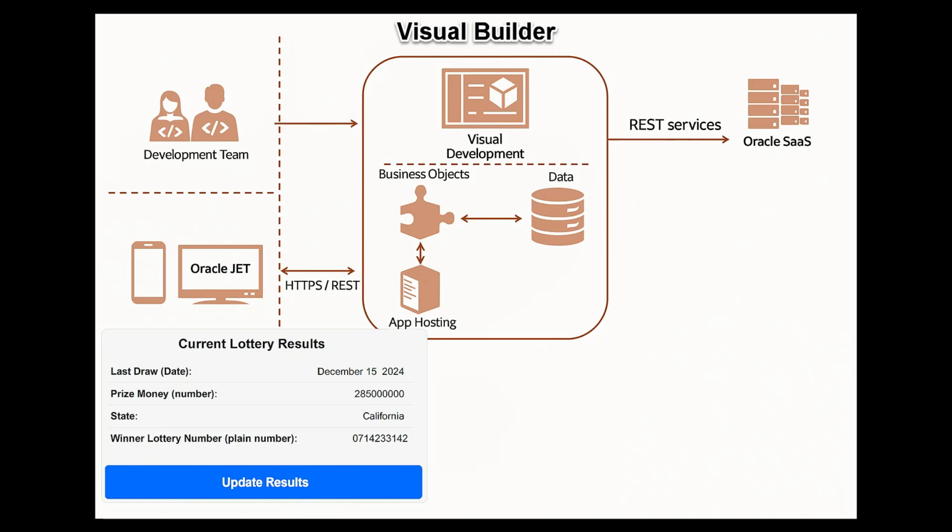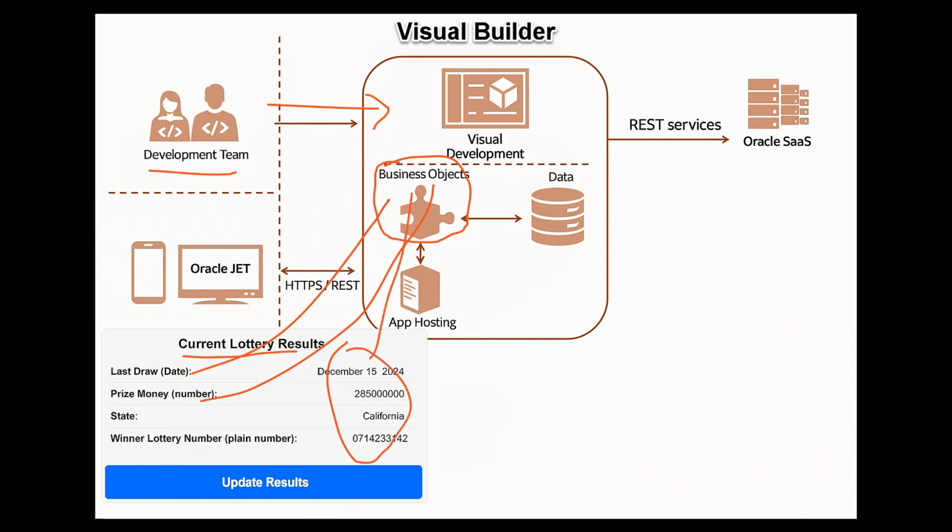Now let's understand Oracle Visual Builder architecture using our lottery results app as an example. As developers, we log into the Oracle Visual Builder to build our web application. Then, in simplest terms, we create a business object, let's say lottery result, and assign fields like prize money, state, and winning lottery number to this business object. After that, we add values to these fields from front end. Based on the business object that we added, Visual Builder automatically creates tables and inserts data in Oracle Cloud Database.